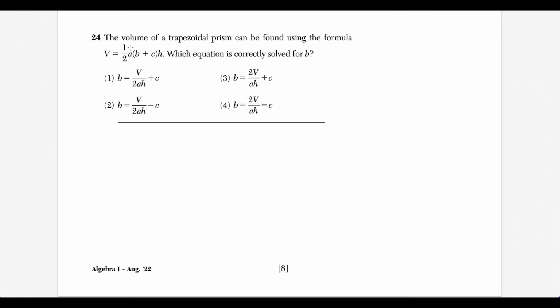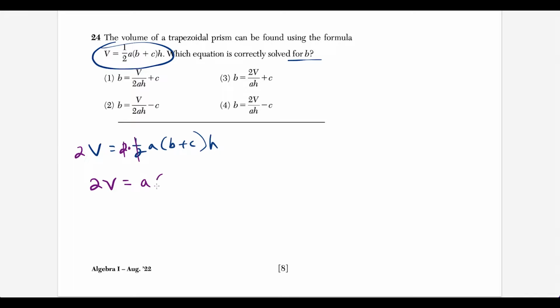So this question here, we have the equation v equals this, and we're solving it for b. So let's just go ahead and write this out. We have v equals 1/2 a, and then we have b plus c times h like this. So what we could do is multiply both sides by 2 first. And what that accomplishes is it's going to get rid of this fraction 1/2. So now we've got 2v equals a times b plus c times h.